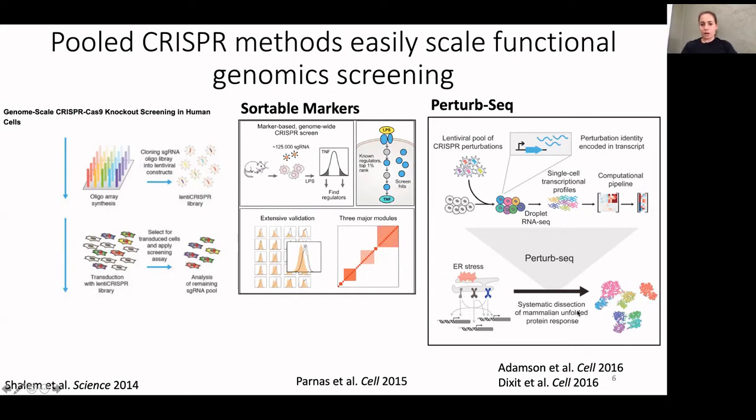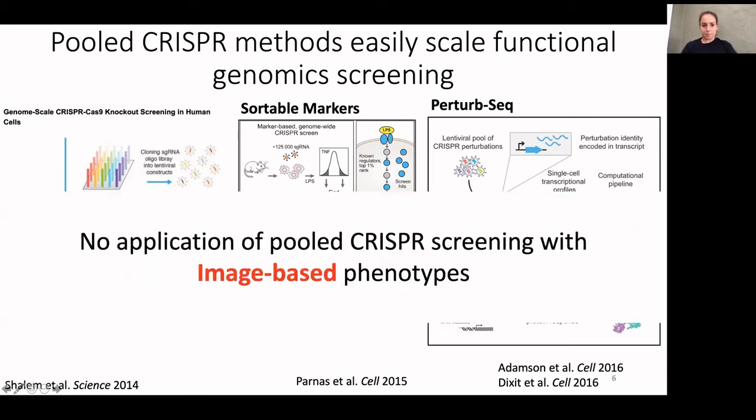And again, this particular class would be sequencing-based methods and readouts where you can sequence both the single guide RNA as well as the transcriptome at the same time. And this can have obviously very useful applications. However, when we started this work, there was no application of using pooled CRISPR screens to perform image-based phenotyping that we were interested in doing.